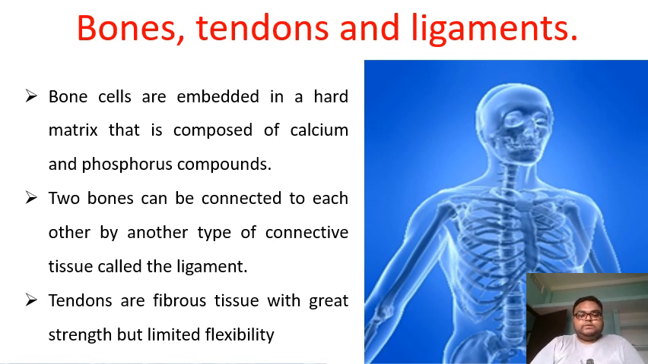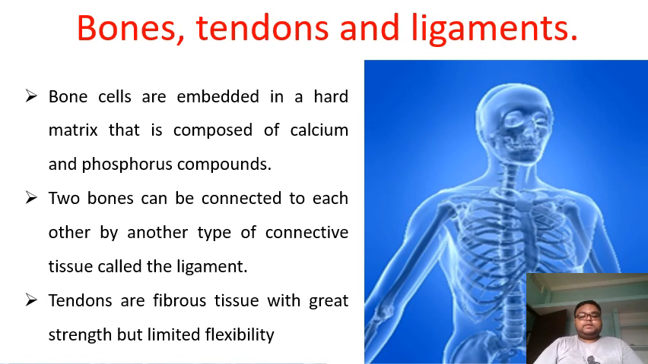Okay, students. Very good. Now, in the bone also, bone cells are embedded in a hard matrix that is composed of calcium and phosphorus compounds. The matrix of the bones is composed of calcium and phosphorus compounds, right? And see, there is one bone here, one bone in this portion. These two bones are connected by a connective tissue which is present here, and this connective tissue is called a ligament, right?